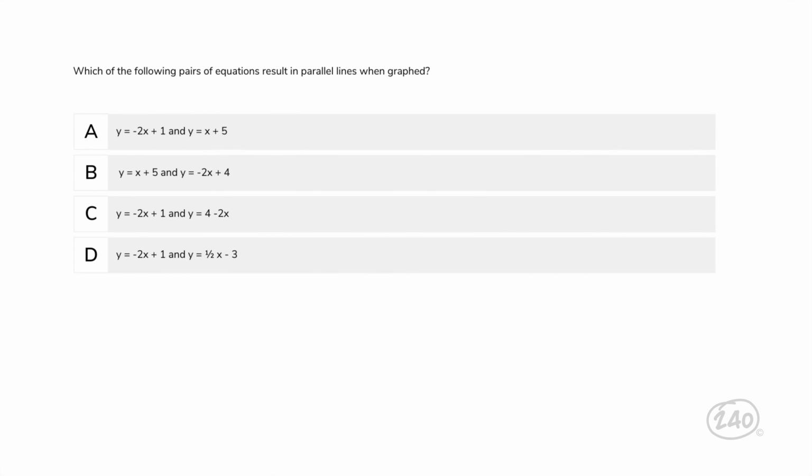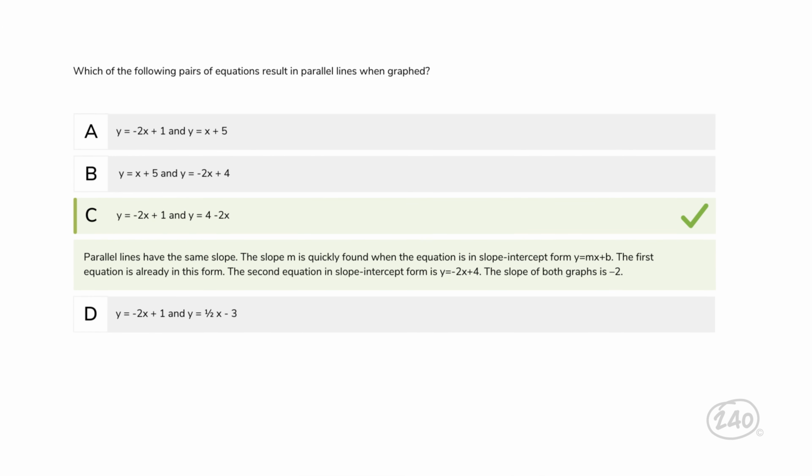Let's move on to geometry. Which of the following pairs of equations result in parallel lines when graphed? Remember, parallel lines have the same slope, and that slope is represented by m when the equation is in y equals mx plus b format, which all of these are. So now we just look for two equations that have the same m value. Oh, here it is in this choice. Both y equals negative 2x plus 1 and y equals negative 2x plus 4 have a slope of negative 2. This means they are parallel.